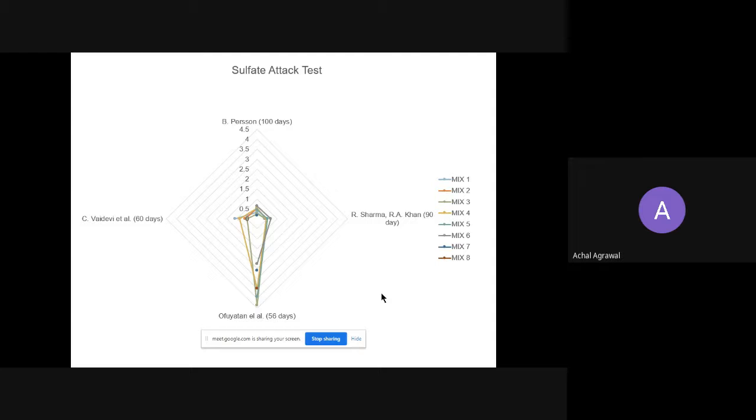statistical presentation tool so that we can see the variation in the different kinds of mixes. If you want to go into detail, then please refer to the research review paper which I have submitted to the conference. Okay, so this is the sulfate attack test results.